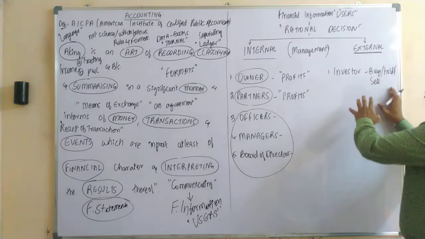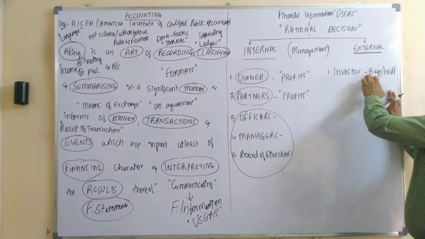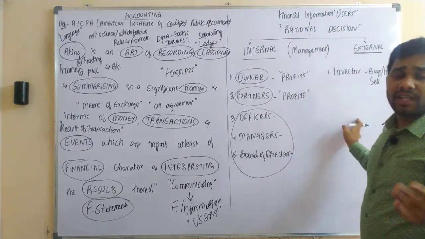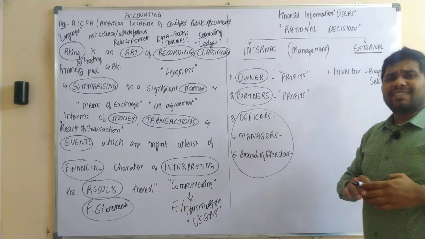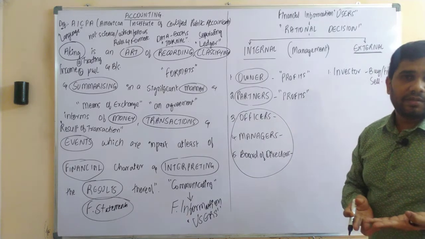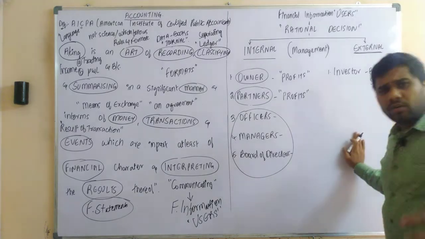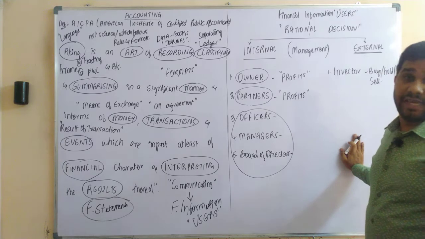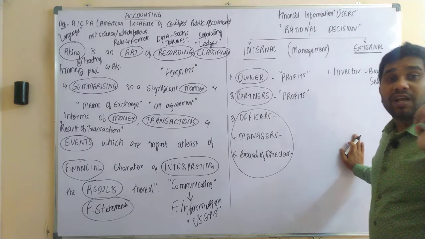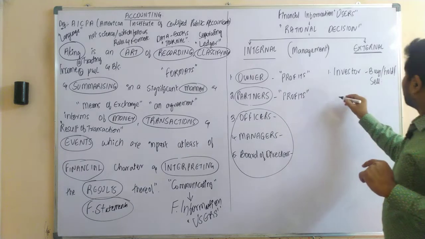That means by looking into the financial statements, he can take a rational decision whether to buy the stake in the company. If the company is doing exceptionally good, he can buy more stake or more shares in the company. If the company is not doing that good, he can hold on to his stake. Or if the company is not doing good, he can sell his stake in the company. So next one.